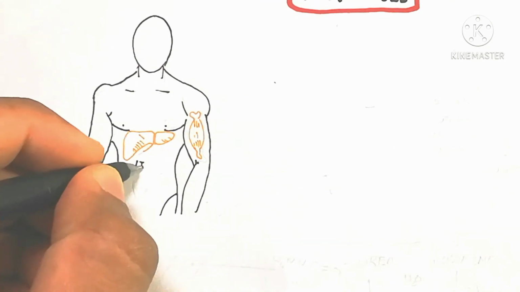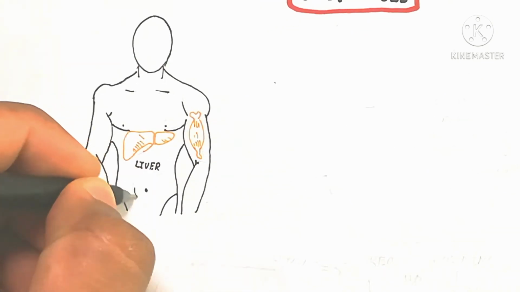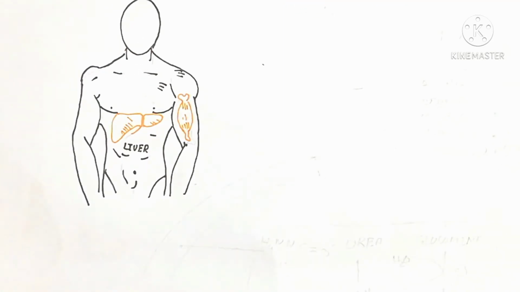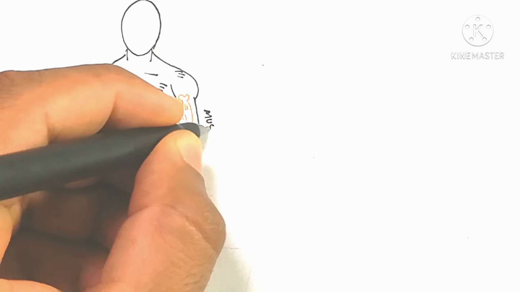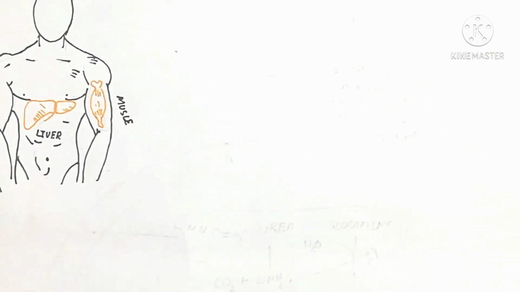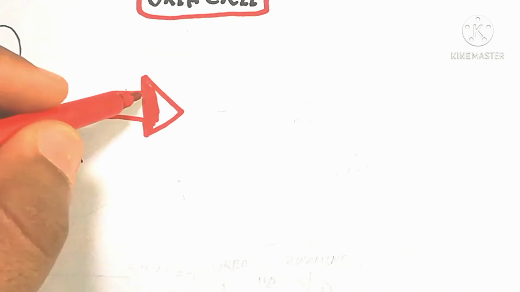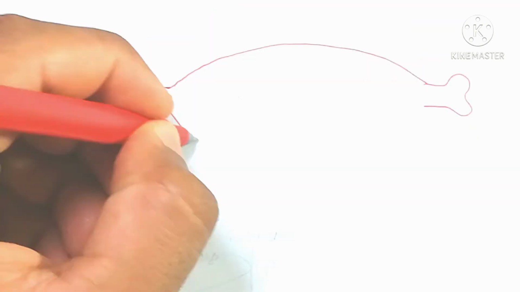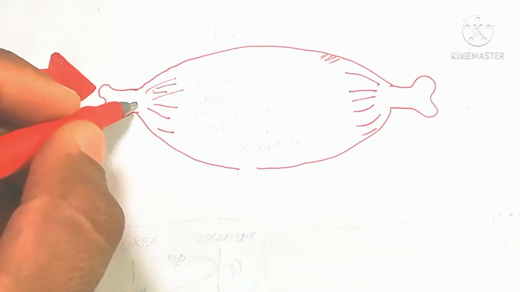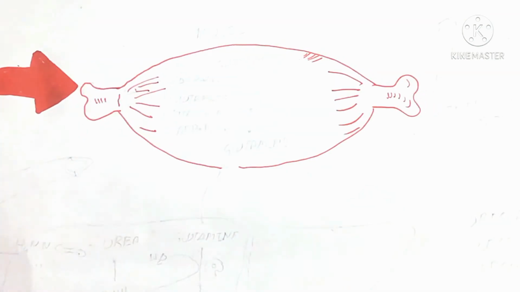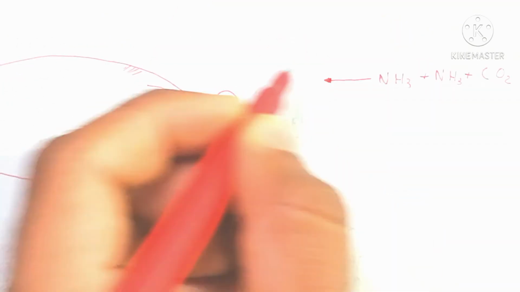So here is the person, which contains liver and muscle. The liver and muscle are important for interchanging the material, a chemical, to excrete the urea by the combination of ammonia. Here I am drawing the muscle, which contains different reactions. The muscle contains glutamate, which is glutamic acid, that is produced.